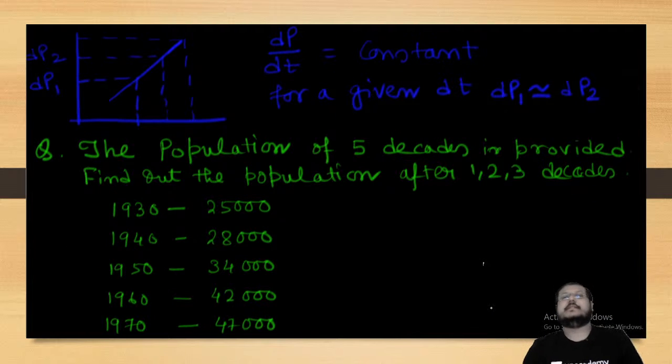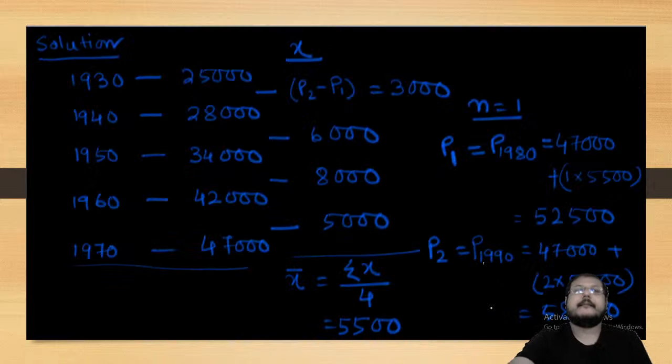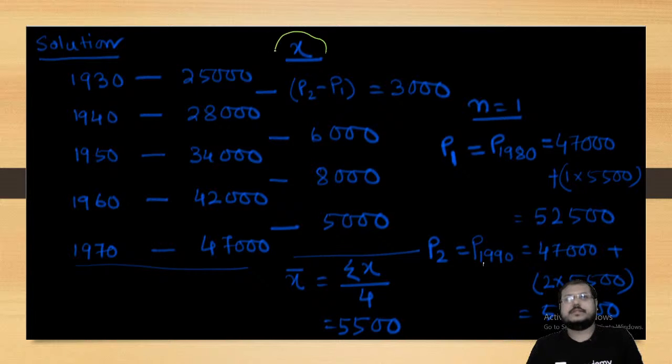These are the data provided for this question. How to solve? They're asking the population after 1, 2, 3 decades. First we'll take the populations: 25,000, 28,000, 34,000, 42,000, 47,000. Now we need to calculate the x values. X1 is the difference between final and initial population. So X1 is P2 minus P1, 28,000 minus 25,000, which is 3,000.